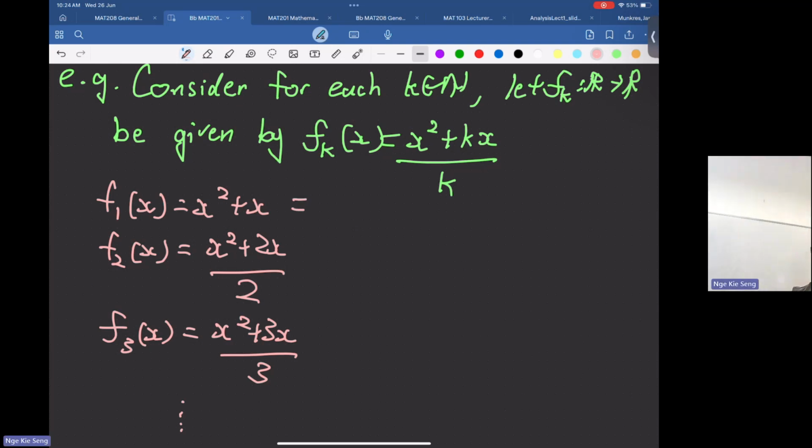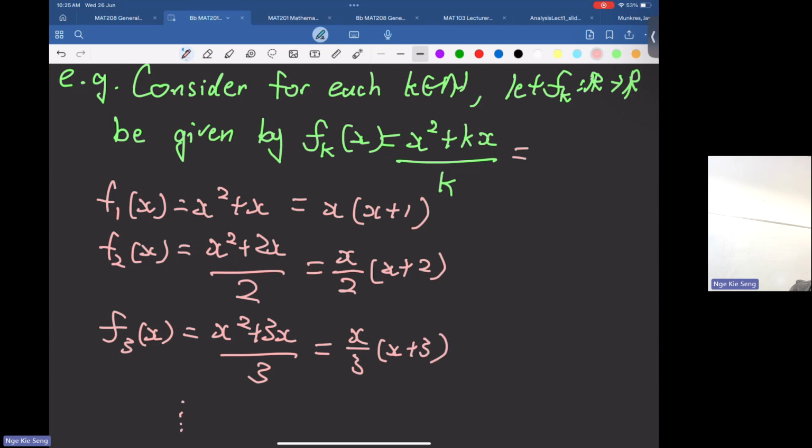For a parabola, you need to find the roots, right? So what are the roots here? Like for the first one, where are the roots? 0 and, sorry, not minus 2, minus 1. You can factorize it into x times (x plus 1). Second one, x over 2 times (x plus 2). Then the third one, x over 3 times (x plus 3).